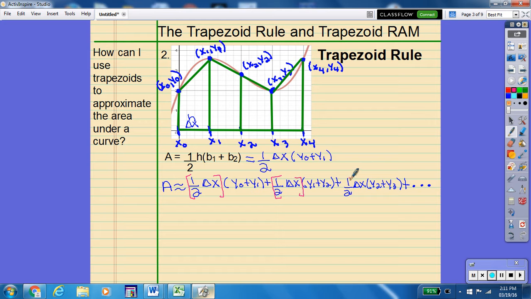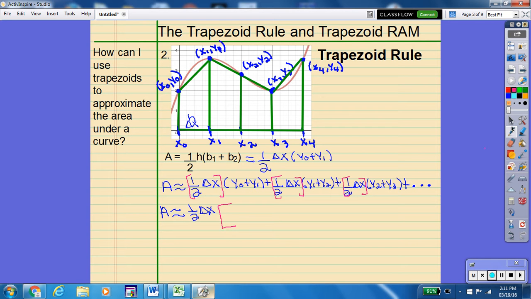1/2 delta x, 1/2 delta x. And so what we're going to do with that is try to make this a little more simple. We're going to factor that 1/2 delta x out. So we're now at area, it's approximately 1/2 delta x, and I'm going to use brackets to show that every 1/2 delta x has been taken out of every single term.